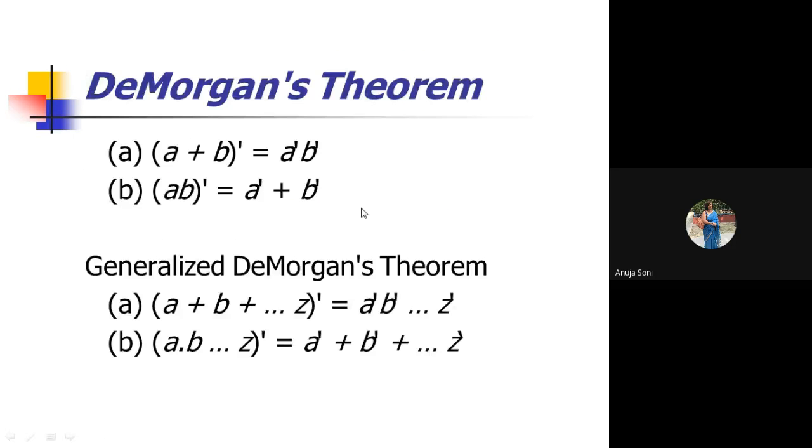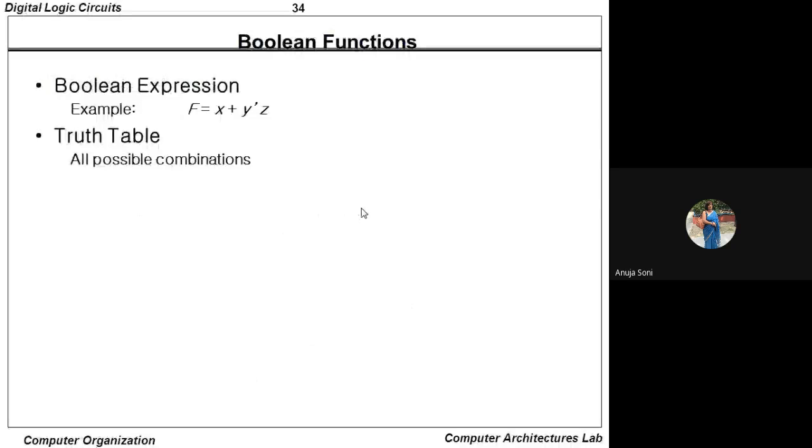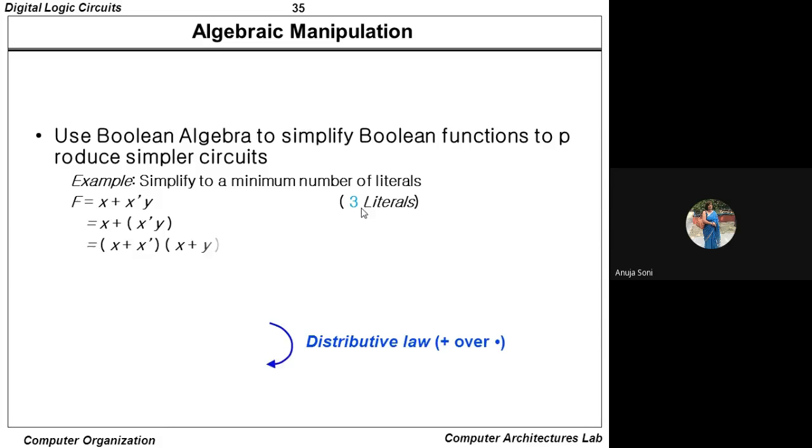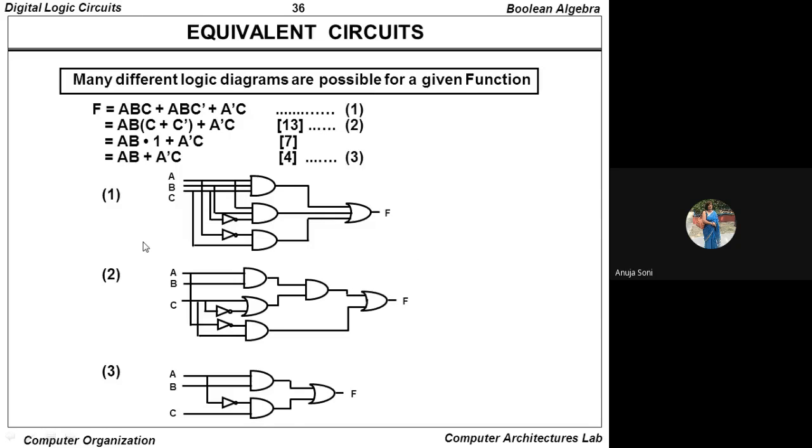I go back to the same expression that we were talking about. This is the distributive law that we have applied, and you have to mention the reason on the right hand side within parentheses: x plus x dash into x plus y. Now x plus x dash will always be equal to 1. So ultimately 1 into x plus y, and you are left with x plus y. So you have got the simplified version of your Boolean expression, and as you get the simplified version, the number of logic gates is automatically reduced.